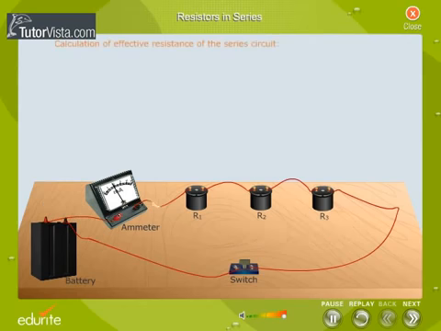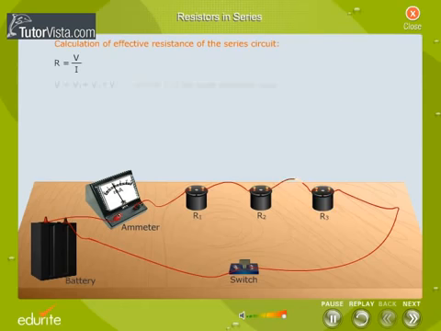Let us now calculate the effective resistance of the circuit using Ohm's law. Mathematical representation of Ohm's law is R is equal to V by I. In a series circuit, the potential drop across each resistor varies. Hence, we calculate the potential drop V1, V2 and V3 across the resistors R1, R2 and R3 respectively.